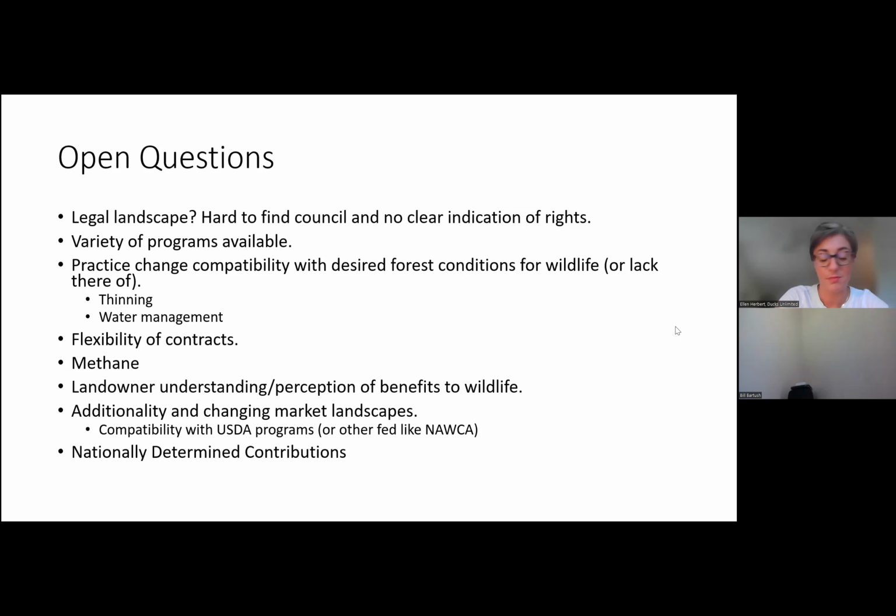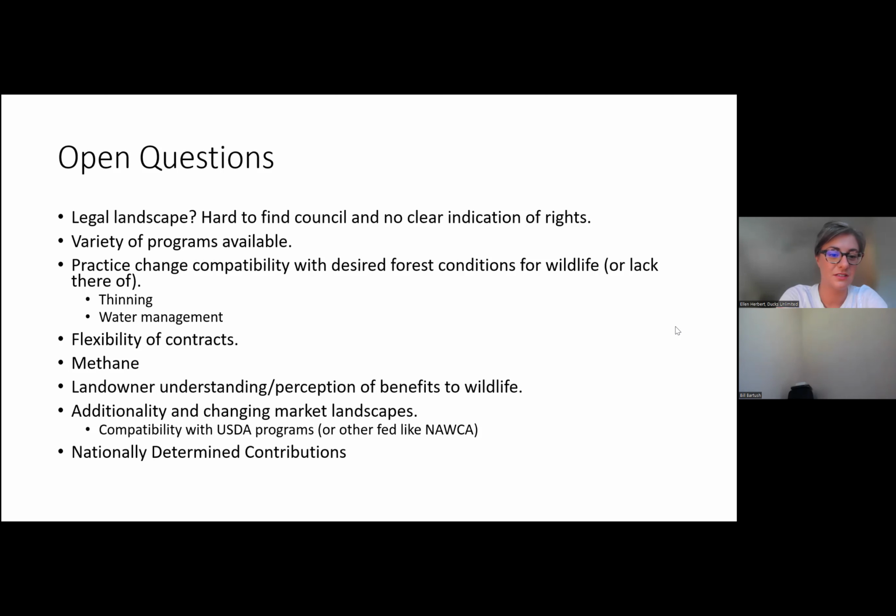As I mentioned, methane in bottomland hardwood forests is a huge open question. Mississippi State has a really nice project that just started on CRP and WRE sites, looking into this beyond what's already been done. We find that some landowners lack understanding or perception of benefits of reforestation to wildlife. And I think that's something this network certainly has a lot of input on.